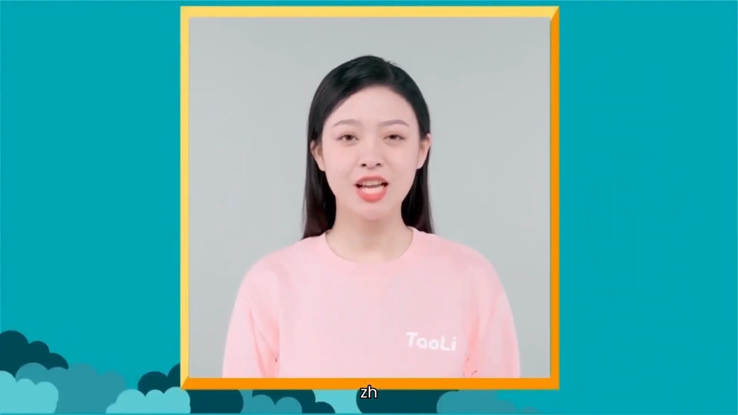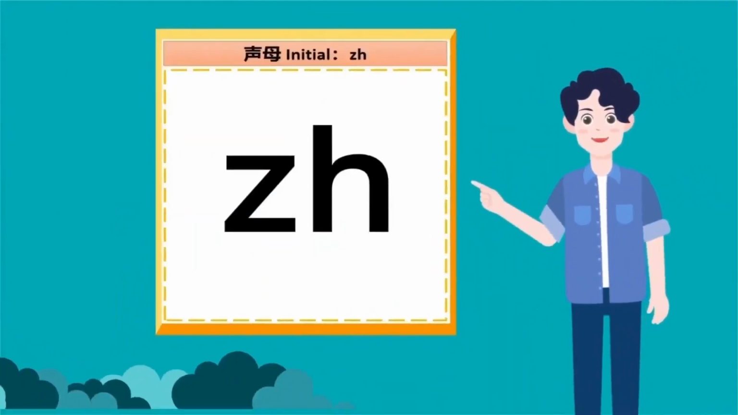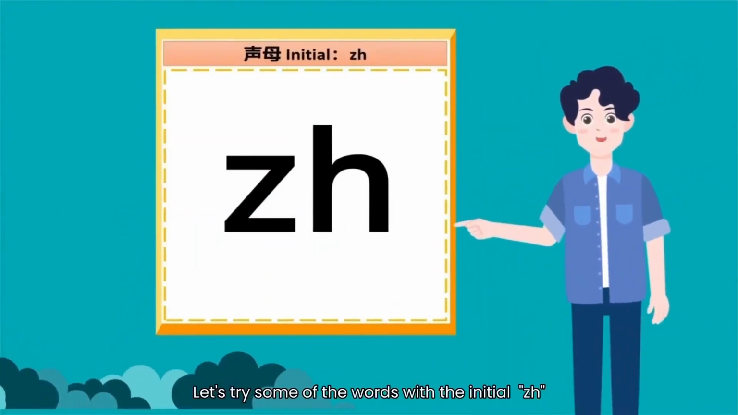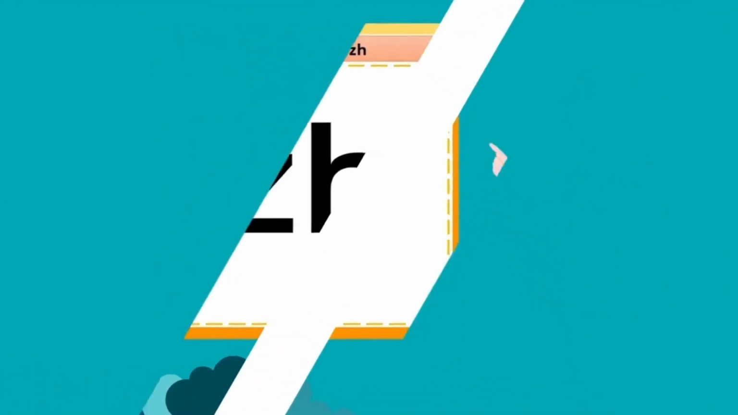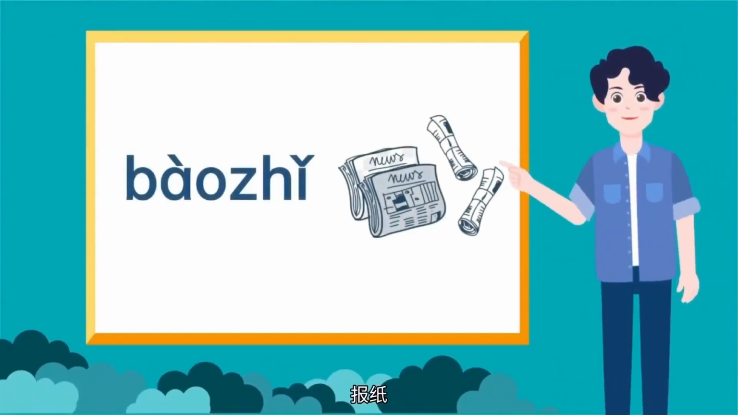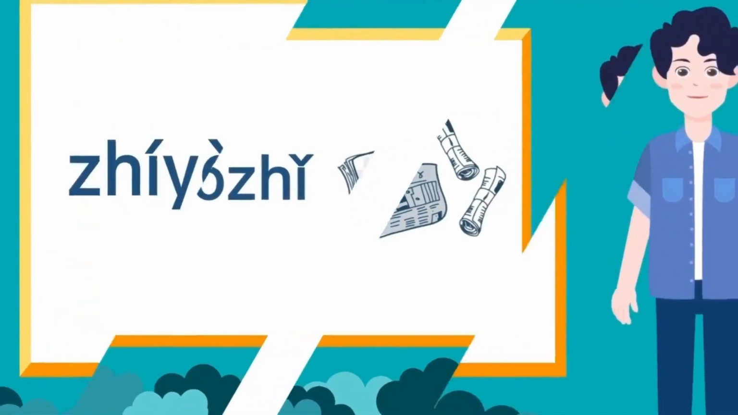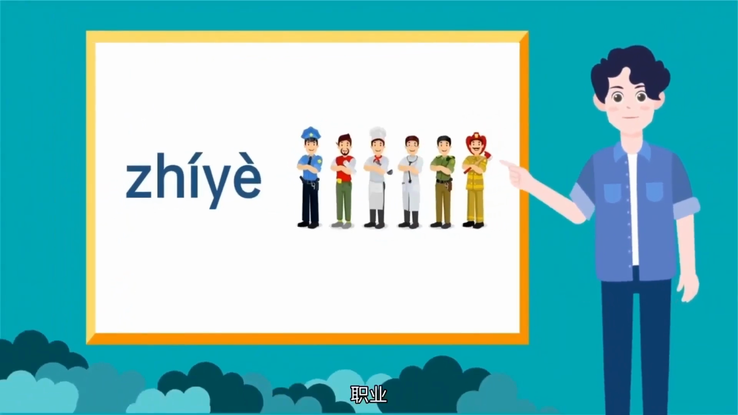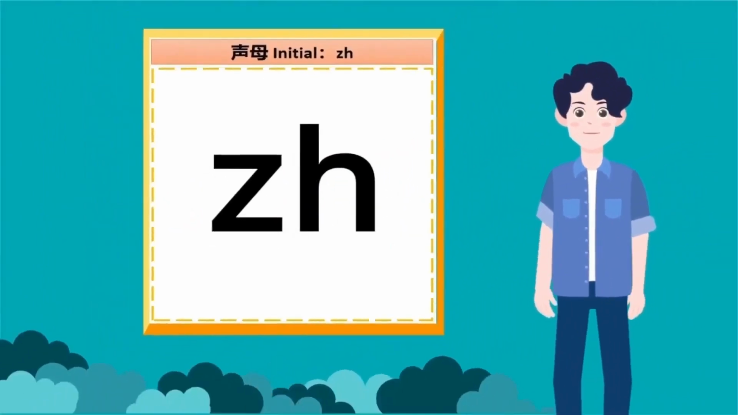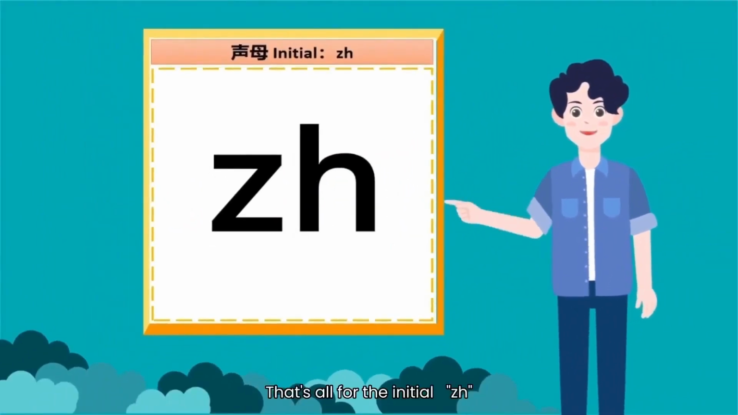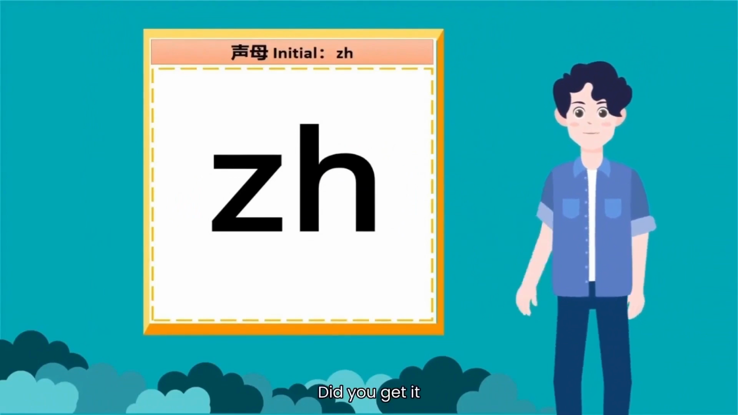知. Let's try some of the words with the initial 之. 报纸，报纸。职业，职业。That's all for the initial 之. Did you get it?